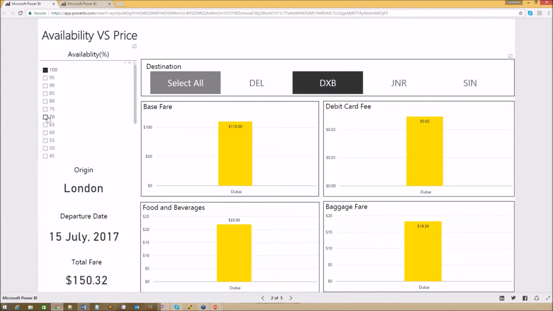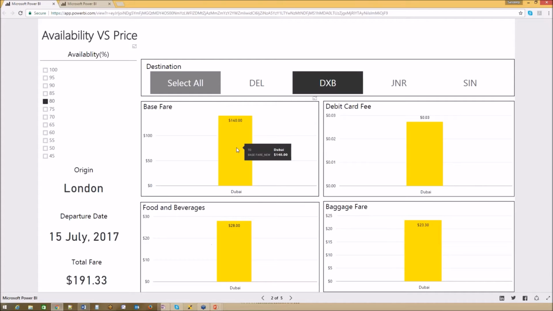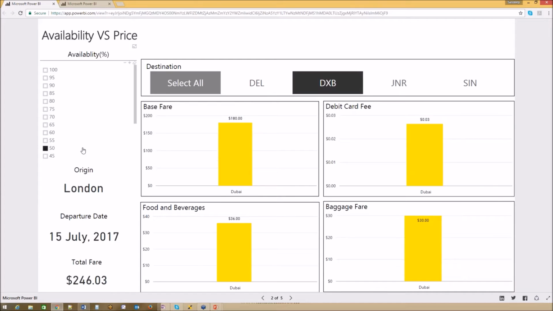So we could quickly run various scenarios. For example, see what happens at 80% availability. We can see that the price has increased, the base price has increased to a small extent, the debit card fee has increased, and so on and so forth. So with such analysis, what a customer can do, what an airline can do, is look at the different availability and model their own pricing strategy and come up with various plans for their ticketing systems or their ticket pricing systems.